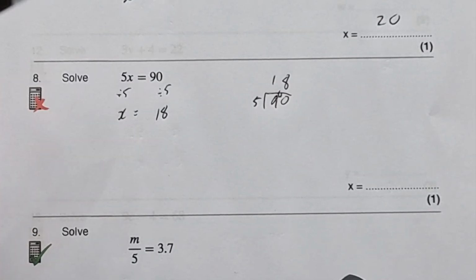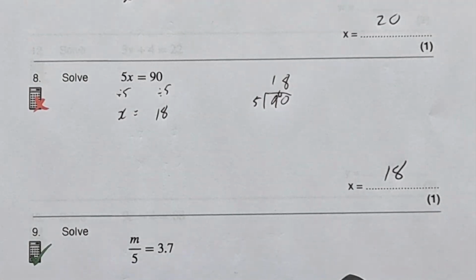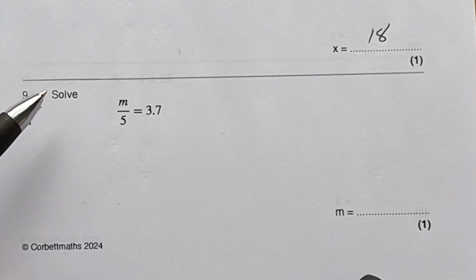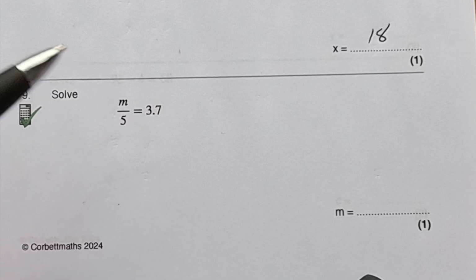5 times 18 is equal to 90. So we know we're right. So that's it. x equals 18. Okay, let's look at our next question, question number 9. So question number 9 says solve m divided by 5 equals 3.7, or m over 5 equals 3.7.